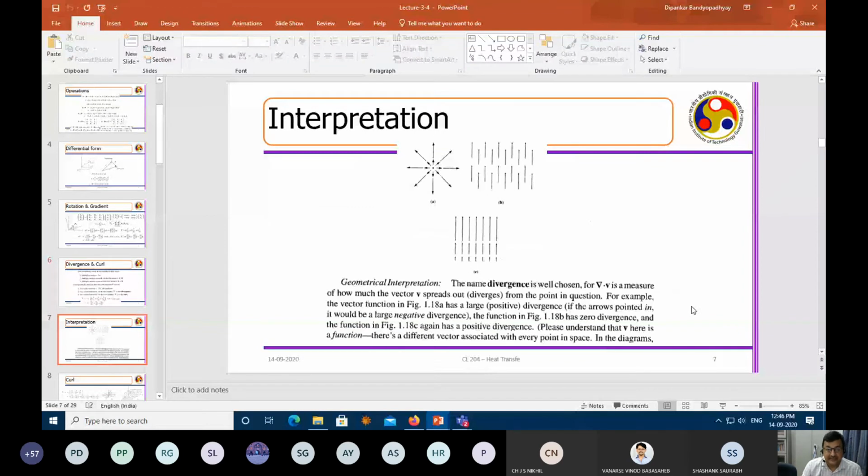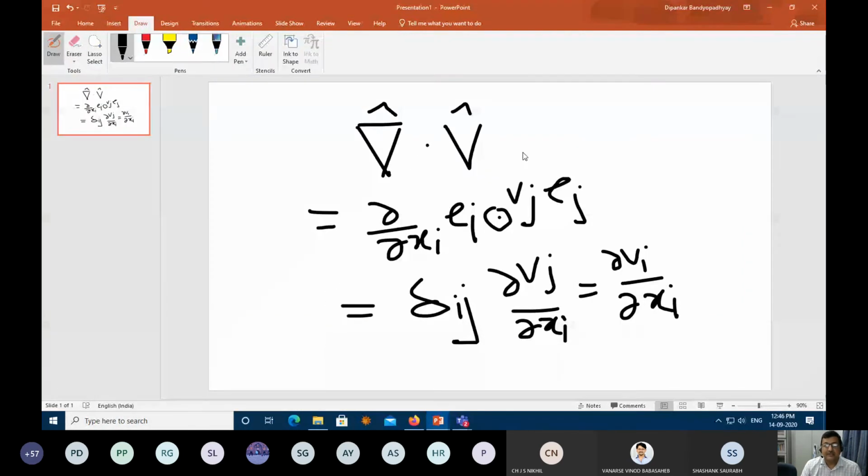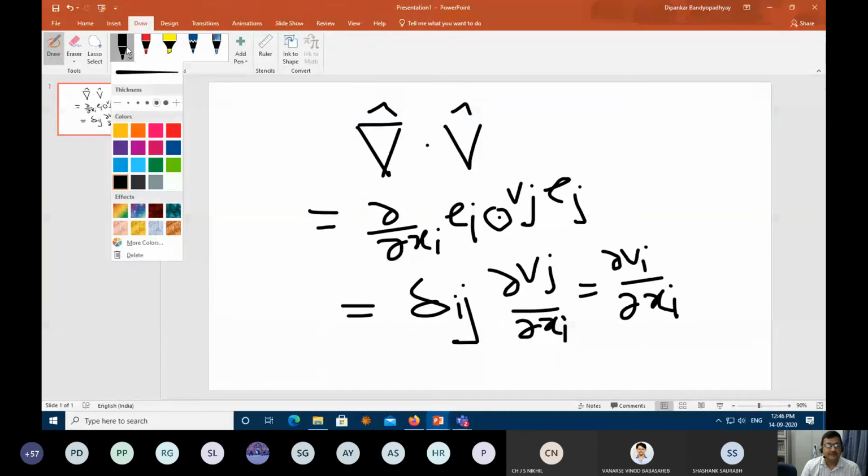This is the physical interpretation of divergence. If in your continuity equation for a compressible fluid, you say that this is equal to 0, this is your incompressible flow equation, right? So what does it mean?